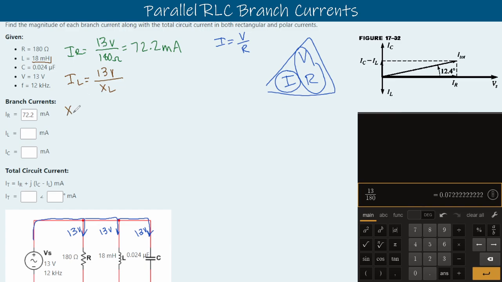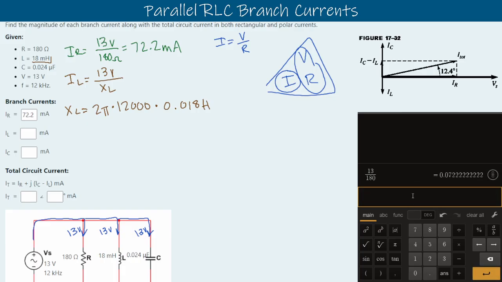So first we're going to start with XL and say XL is equal to 2 pi, that's our 2 pi equation, meaning that we're rotating around that circle. We'll multiply by our frequency, which is given at 12 kilohertz, so 12,000. And then we'll multiply by our millihenries value of 0.018 henries. I converted that out of millihenries right there so I don't mess up this final answer. So here we're going to say 2 pi times 12,000, multiplied by 0.018 for our henries value, and that's going to give us an XL value of 1,357 ohms.